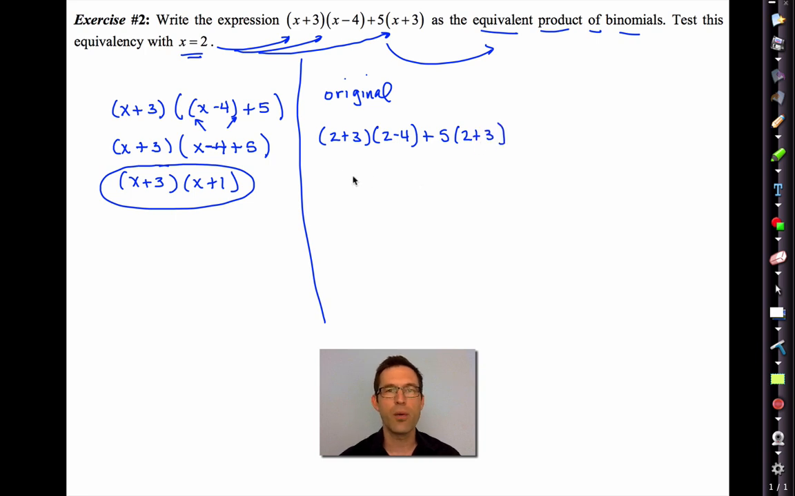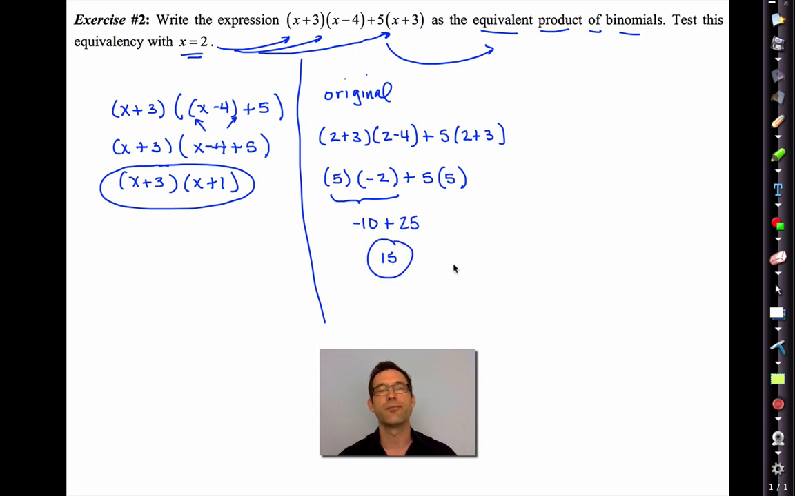Now what is this equal? Well, we got to be careful with our order of operations. Do what's in the parentheses first. 2 plus 3 is 5. 2 minus 4, watch out, that's negative 2. Here we'll have 5 times, well, 5. Now let's do the multiplication. 5 times negative 2 is negative 10. And of course 5 times 5 is 25. And that all is equal to 15.